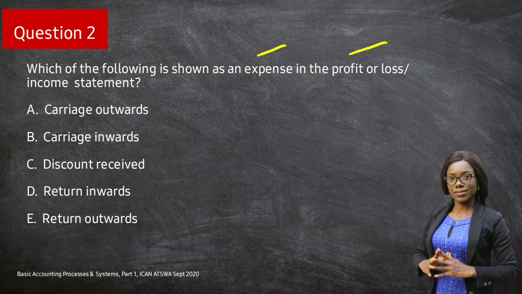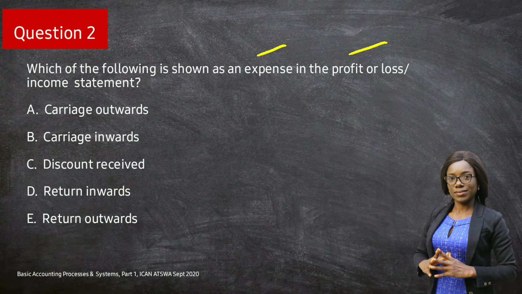We'll start from E. Goods which we purchased on credit, if returned to the seller, is termed return outwards or purchase returns. This is a trading account item. So we tick off answer E because it is wrong.